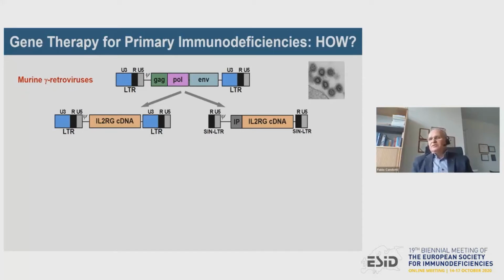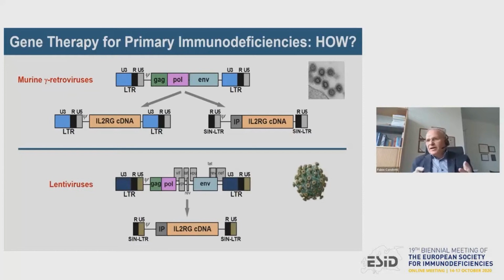because these vectors, these viruses, do not have the ability of entering the nucleus and delivering their genetic material unless the nuclear membrane is dissolved, which happens only when cells are dividing. Since hematopoietic stem cells are mostly quiescent cells, present in a non-dividing state, this was a big limitation for the use of gamma retroviruses as gene transfer vectors.